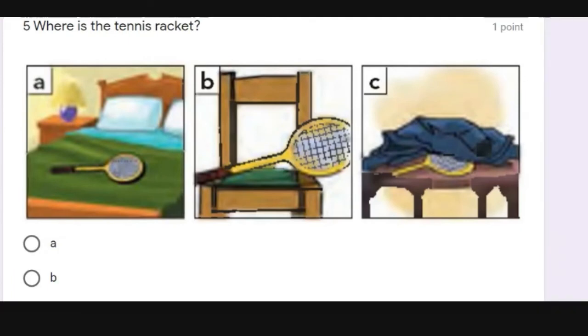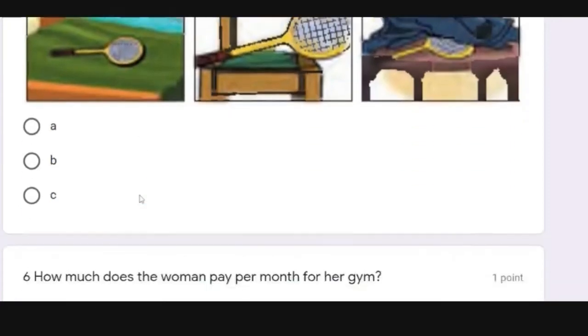Okay, so Jin Yan, you choose C, right? Why do you know the answer is C? The boy says he sees it. Okay, he sees it on the table under the jacket. Yes, very good, Jin Yan. Okay, all right, let's proceed to the next one.